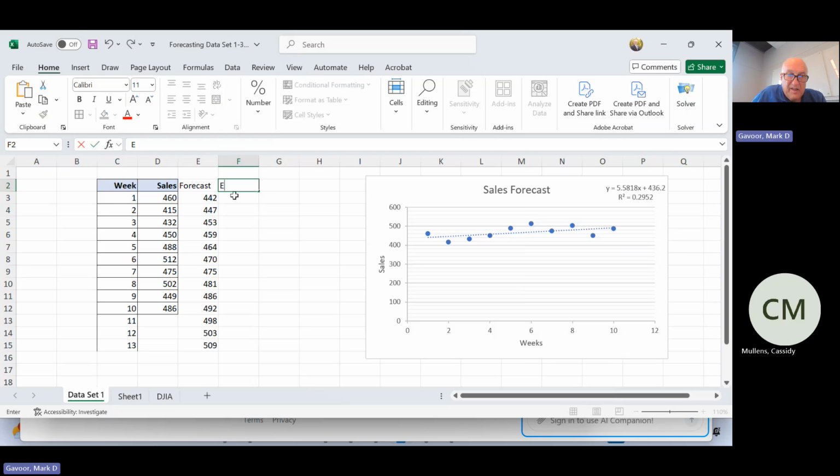So then what do I need to calculate? Error, absolute deviation, square deviation, and APE. What is APE? Absolute percent error. That's what I'm going to calculate. So let's do that.